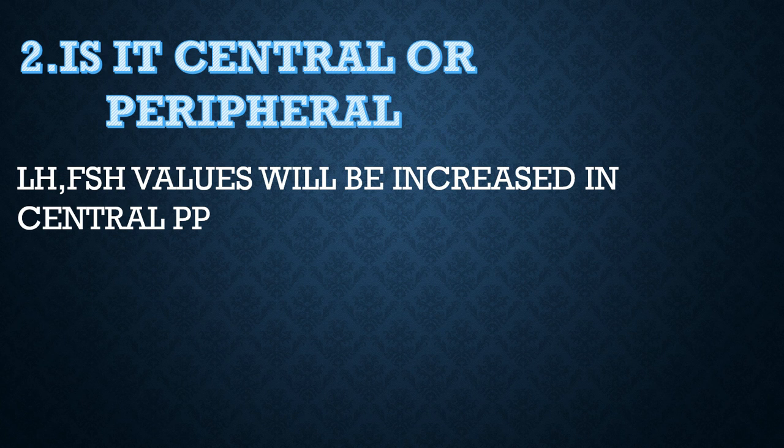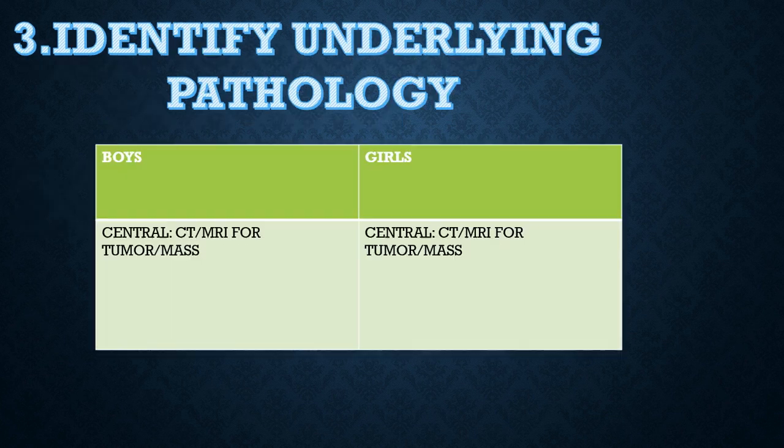Now, once established that it is precocious puberty, find out whether it is central or peripheral. For that purpose, you will do LH-FSH and that will be increased in central. Now, once you have established that the child has precocious puberty, and it is central or peripheral, now you have to identify the underlying pathology. So, in order to find out the cause for the central precocious puberty, both in the boys and girls, you have to do CT or MRI for any tumor or any mass.